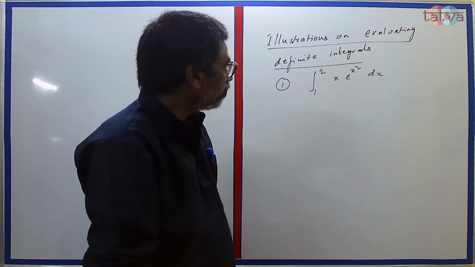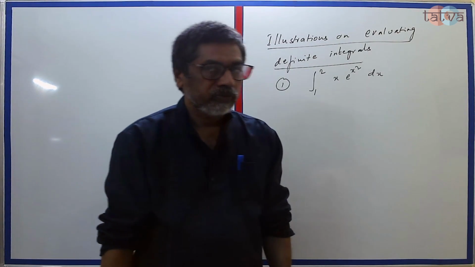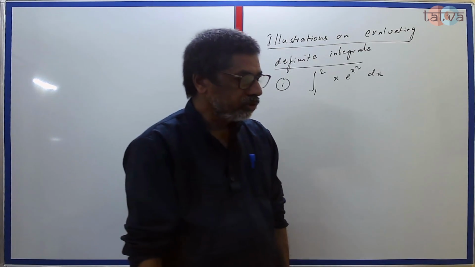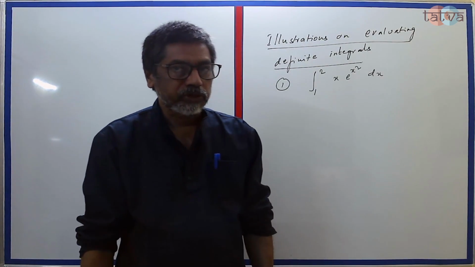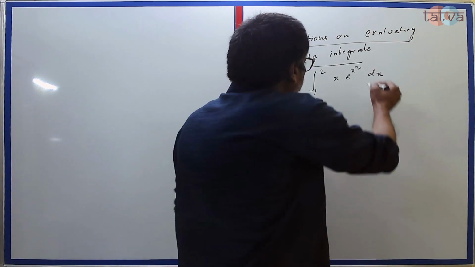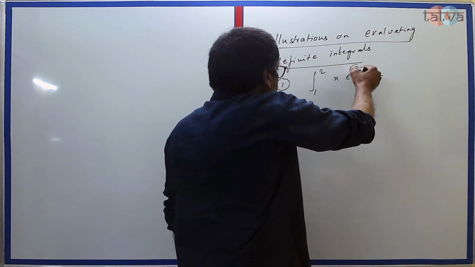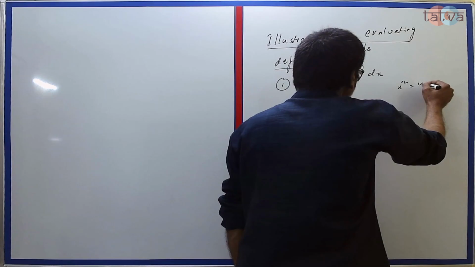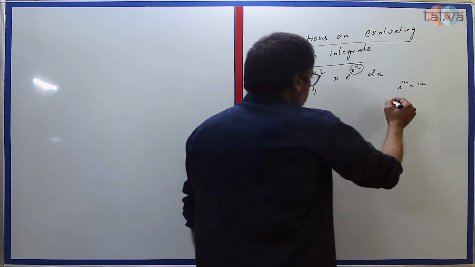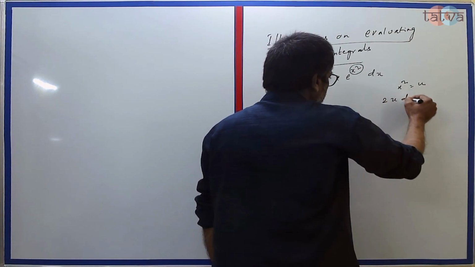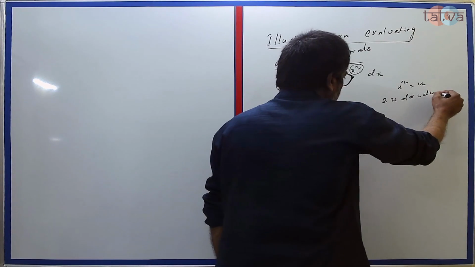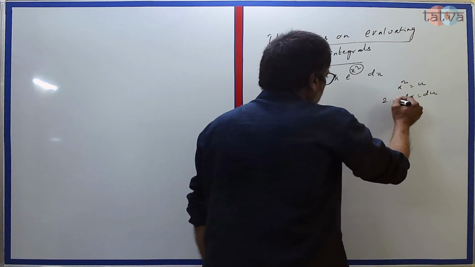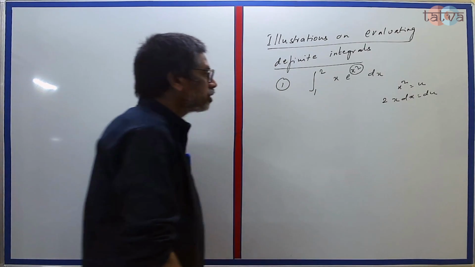The integration of x e power x squared within the limits 1 to 2. Of course, it's not that straightforward. You'll have to think of a substitution. So we will replace x squared with a new variable, say u, take differentials on both sides. You get 2 times x dx is equal to du.